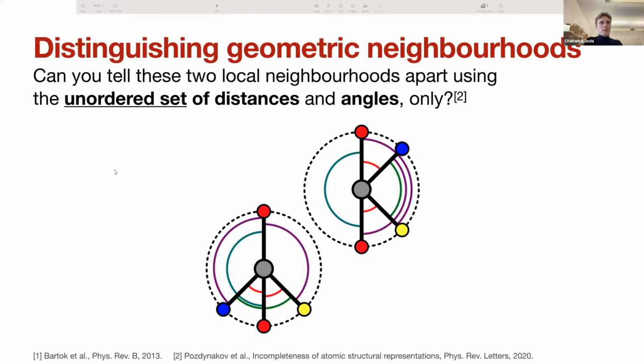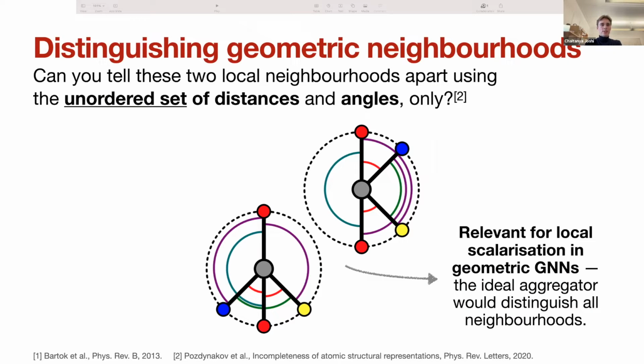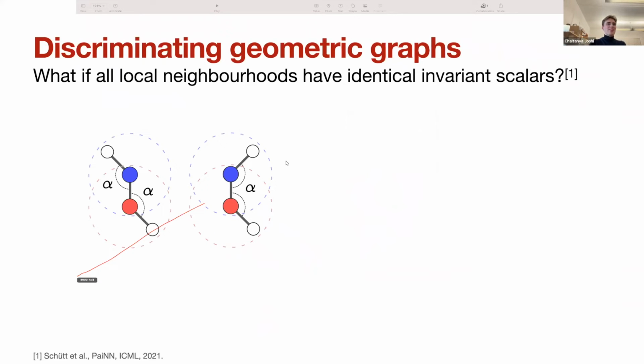The crucial point here is that we are only allowed to look at the unordered set of distances and angles because of the permutation invariance in the aggregation step of graph neural networks. And you'll see that even though these are two different local neighborhoods, they have the same signature in terms of distances and angles. And this goes beyond the problem of single neighborhoods. These two structures, these two graphs, are exactly the same based on their distances and angles in the local neighborhoods. And so if we perform message passing, we would never actually be able to tell these two structures apart.